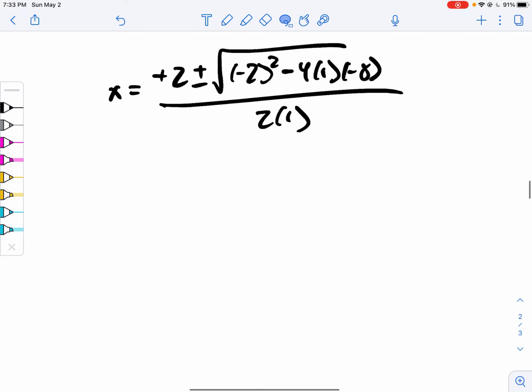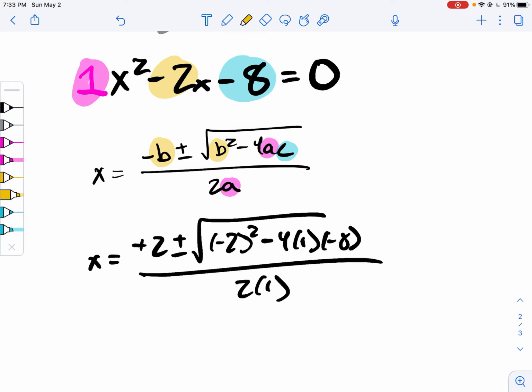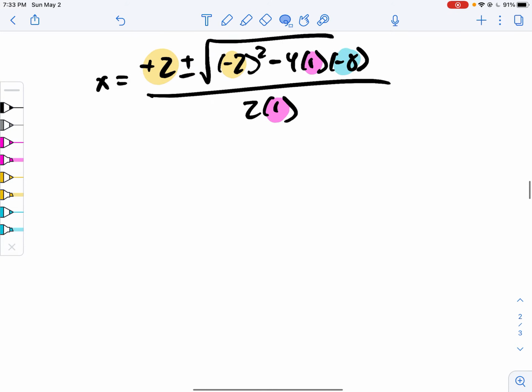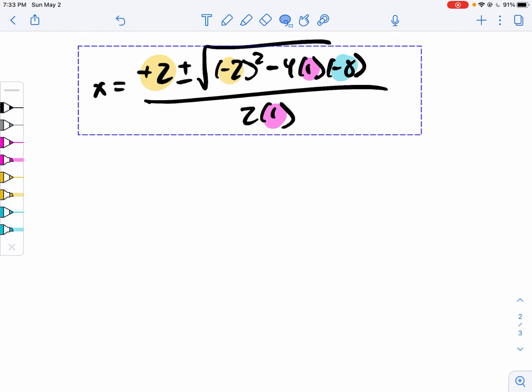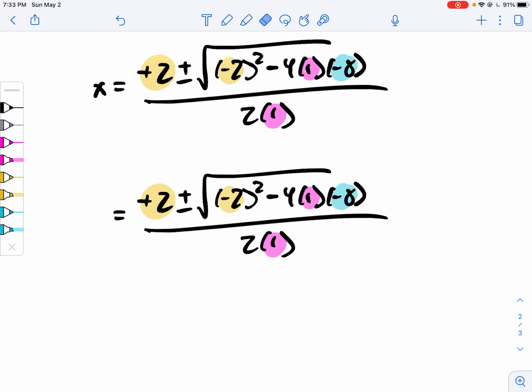I write really messy when I'm trying to sing at the same time. Okay, so again, we plugged in -2, which gives us a +2. Got -2 squared minus 4 times 1 times -8. Now let's clean it up. That positive on our 2 is just extra. We don't need it. -2 squared is a +4. 4 times 1 times -8 is a +32.